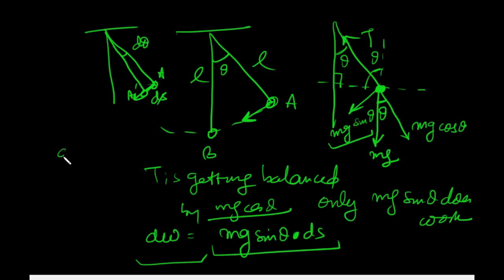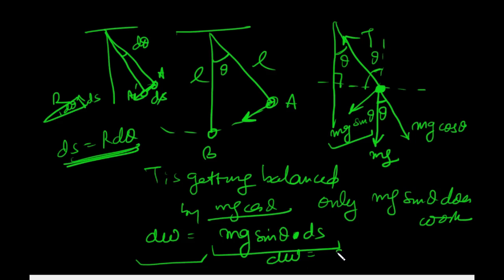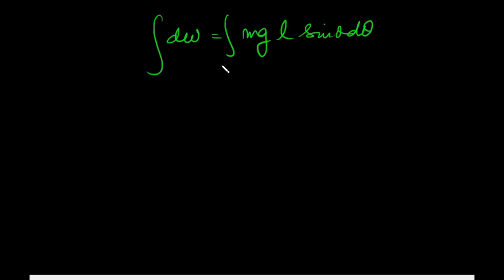And for a very small angle, you see ds equals r d theta in any arc containing a very small angle d theta. This is ds, this is r, and this is d theta, so ds equals r d theta. What is r here? R is L, so dw equals mg sin theta L into d theta, right? So dw equals mgL sin theta d theta. Now we have to integrate this. How do we calculate the integral of sin theta d theta?